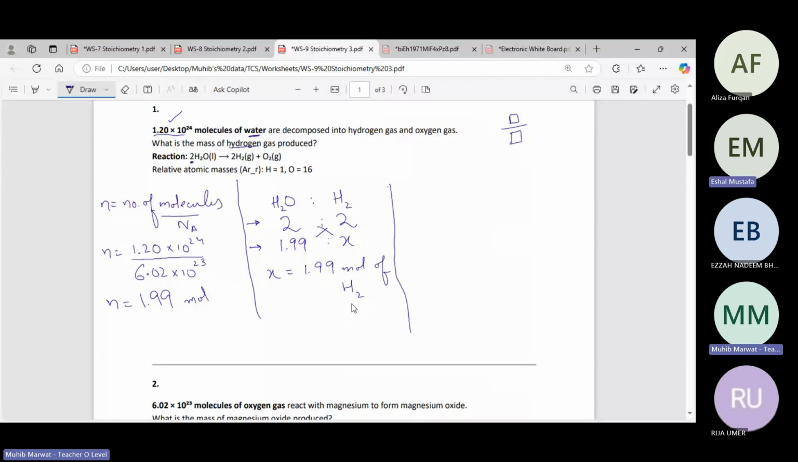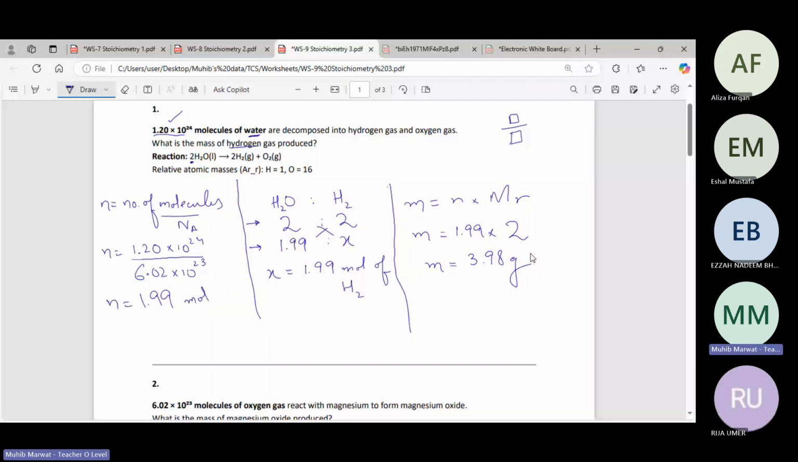So again, we will be converting this into mass in grams. Mass is equal to number of moles multiplied by Mr. Mass is equal to 1.99 multiplied by the molar mass of hydrogen, which is 2. Molar mass is the mass of 1 mole. So this will be equal to, I guess, 3.98 grams. Is it clear? Yes, sir.